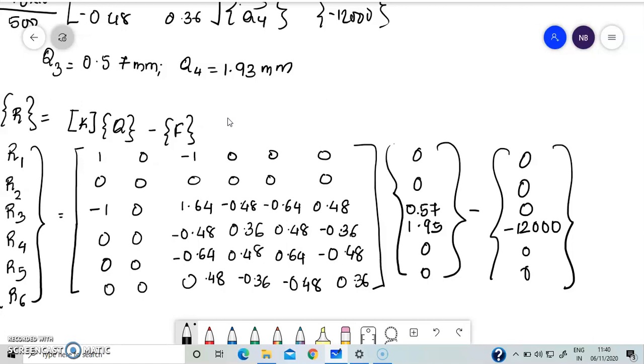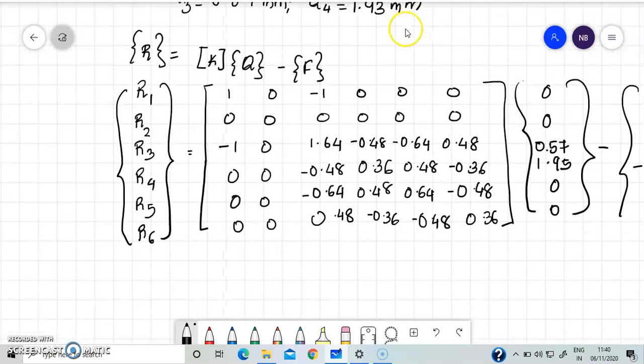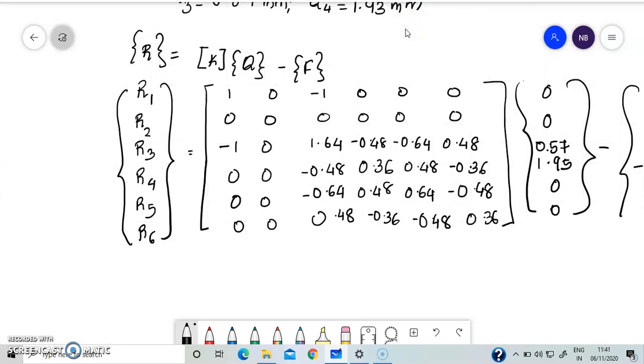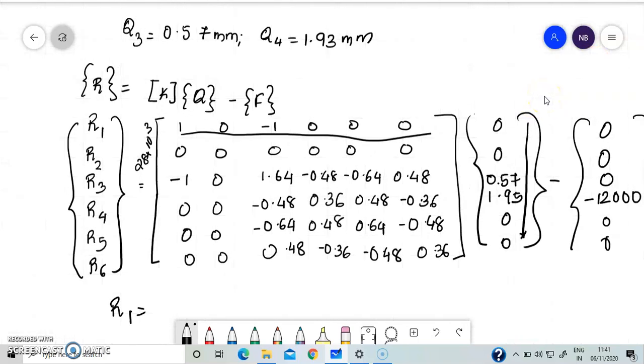So if we need to get reaction 1, we will say R1 equals this first row multiplied by the Q vector. Here we have a term of 28 into 10 to the power 3, that is AE by L, minus F. So K into Q minus F.